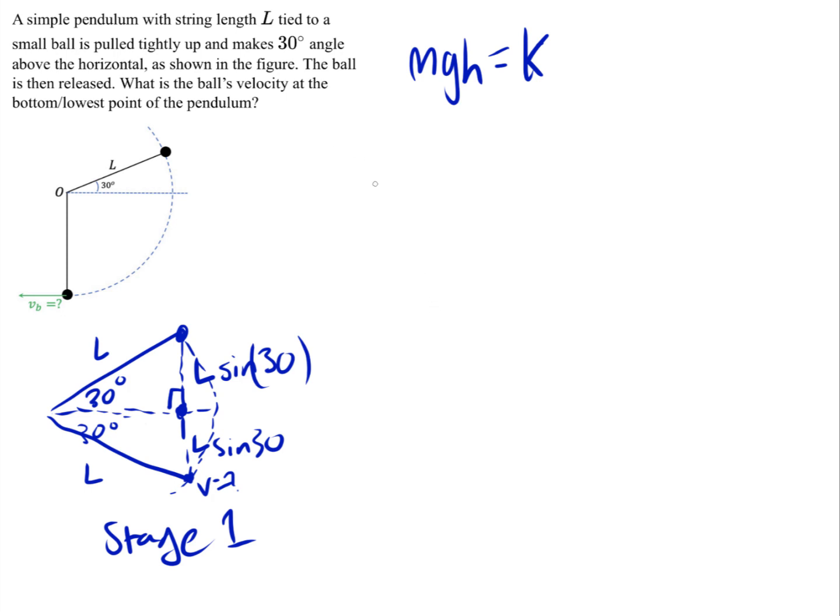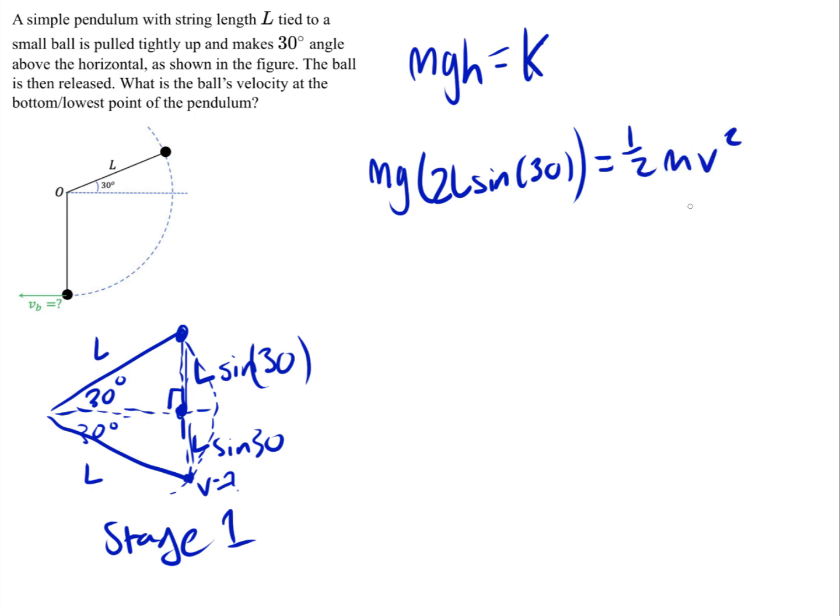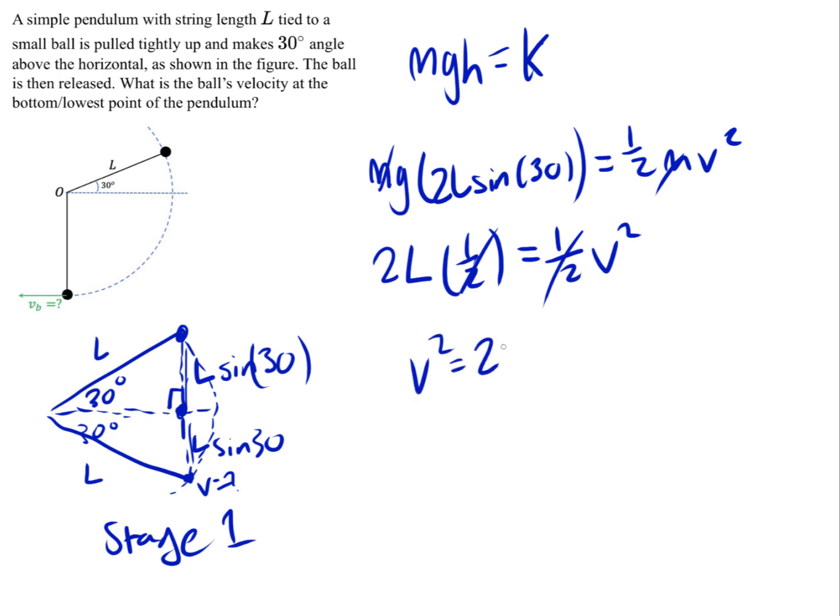So now let's plug some things in. So mg, and h is actually 2L sine 30, since you have 2 of these, each of these lengths is L sine 30, and you have 2 of them. That's going to equal 1/2 mv squared, which is the equation for kinetic energy. Now the masses will cancel, and this becomes 2L times 1/2, because the sine of 30 degrees is simply 1/2. That is going to equal 1/2 v squared. The 1/2s cancel, so you're left with v squared equals 2L.